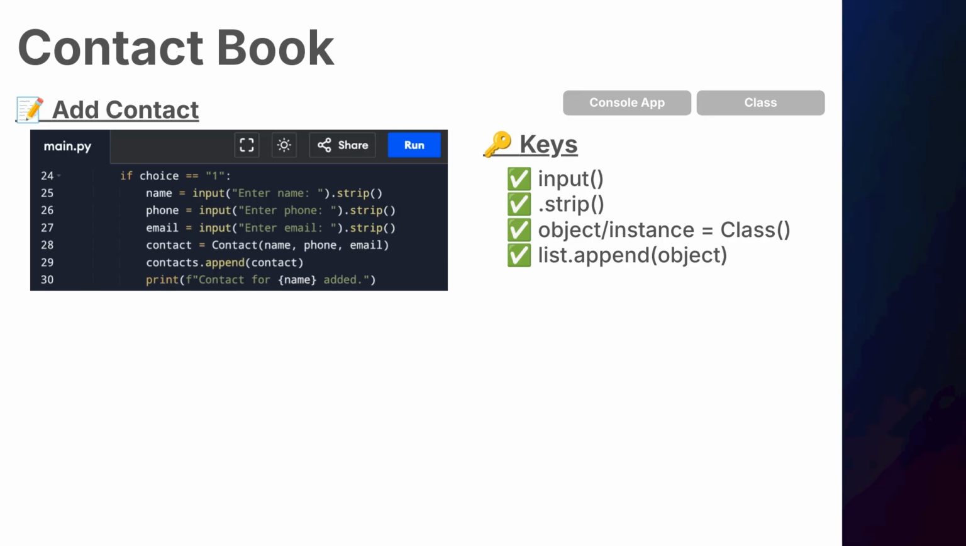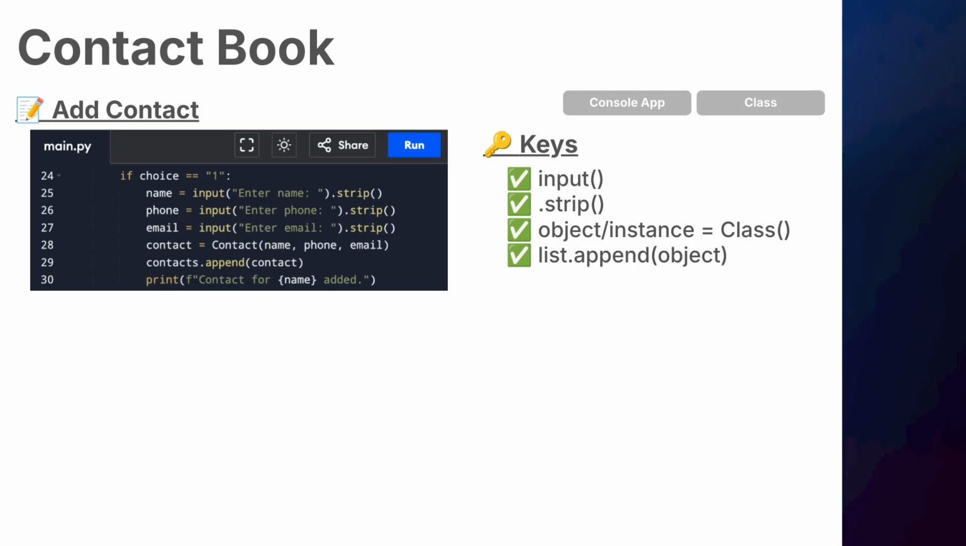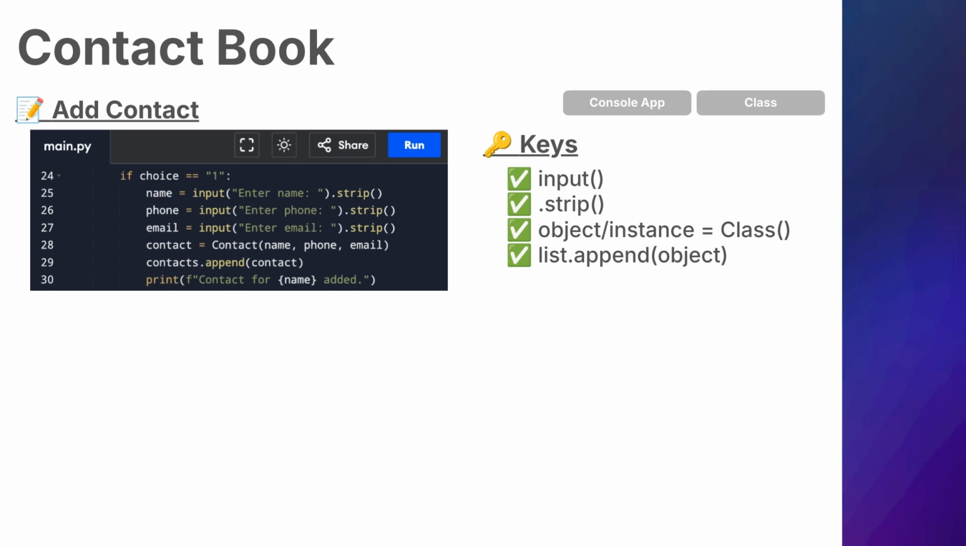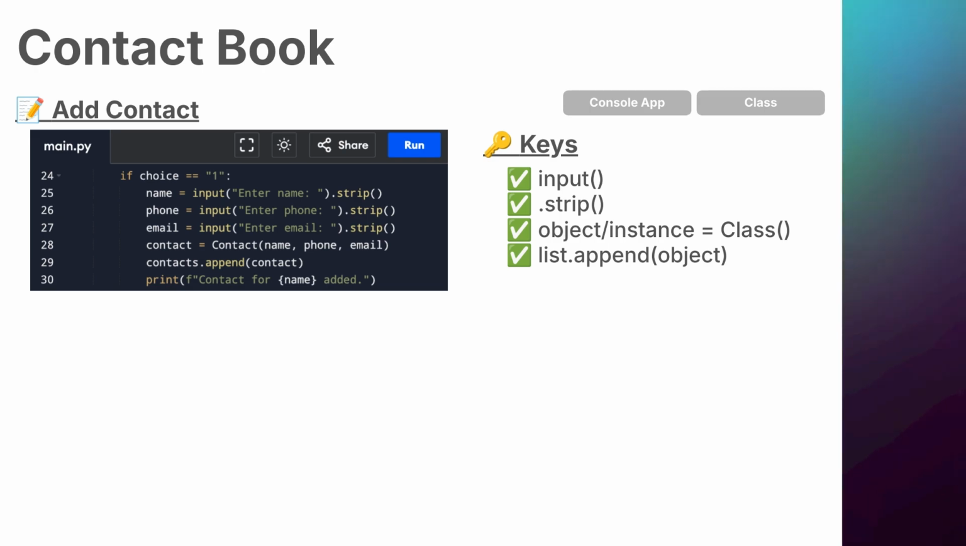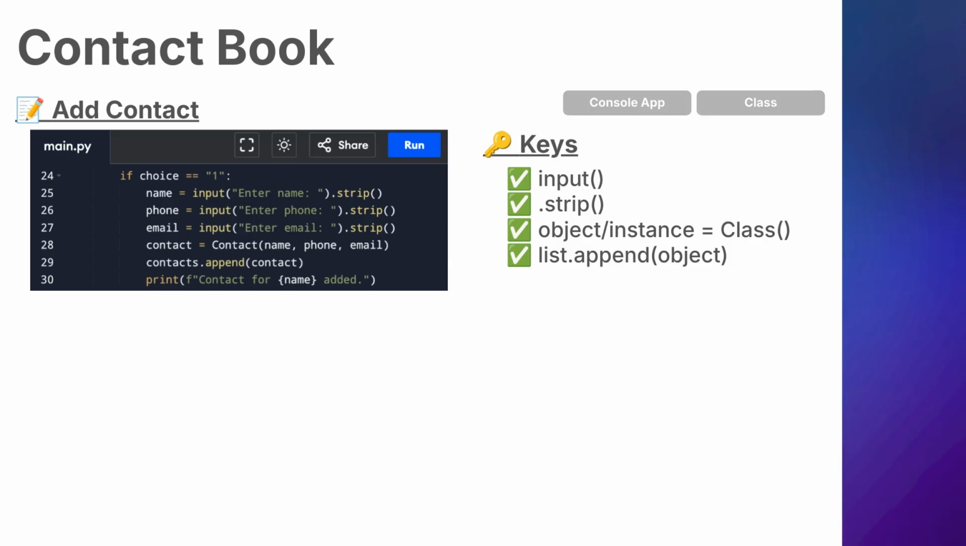Next, we use contacts.append(contact). This takes our new contact object and adds it to the contacts list we set up earlier. That list is like our mini database in memory. It holds every contact the user adds during the program's run. Finally, we print a confirmation message back to the user so they know their contact was successfully added. This small piece of feedback makes the app feel interactive and reassuring.